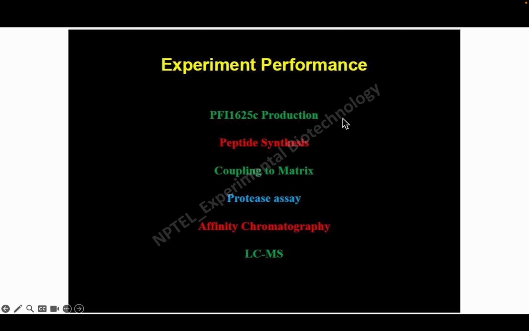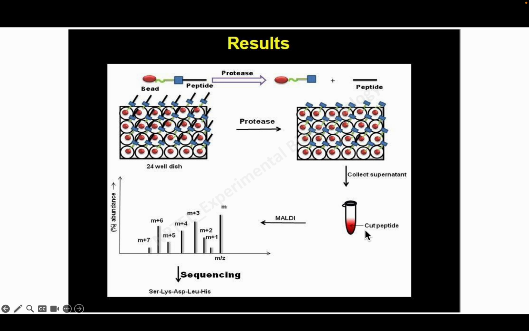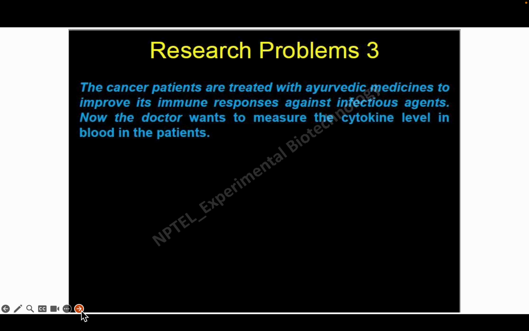So in this experiment, what are the required items you need? You need to produce the protease. You need to synthesize the peptide. You need to couple the peptide with the matrix. You need to perform the protease assay, affinity chromatography, and LC-MS. So this is the result after sequencing.